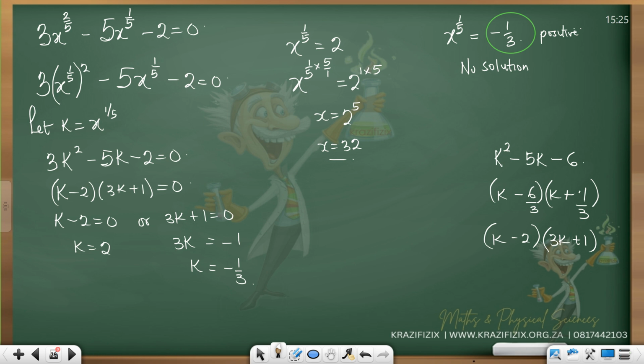Wait, let me check something quickly. I'm just checking something where I wrote no solution. I'm just quickly rethinking in my head. That is an odd exponent. Yeah, that is an odd number, but it doesn't matter. I'll show you where it matters when we get to exponents.